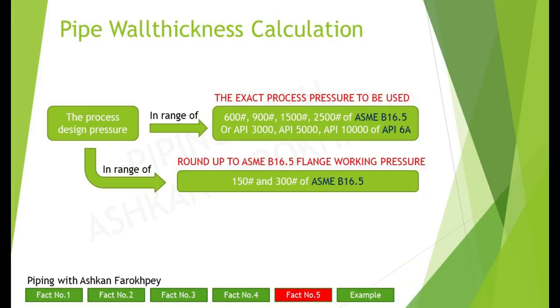Fact number 5. In internally pressurized piping systems, sometimes we don't use exactly the design pressure received from the process department. For high pressures and high ratings such as 1,500 pound or 2,500 pound of ASME B16.5 or API 5,000 or API 10,000 of API 6A design standards, yes, it is correct to use the exact number presented by the process engineers. But the accepted practice among the engineers is to round up the declared design pressure to their maximum working pressure of the flange.